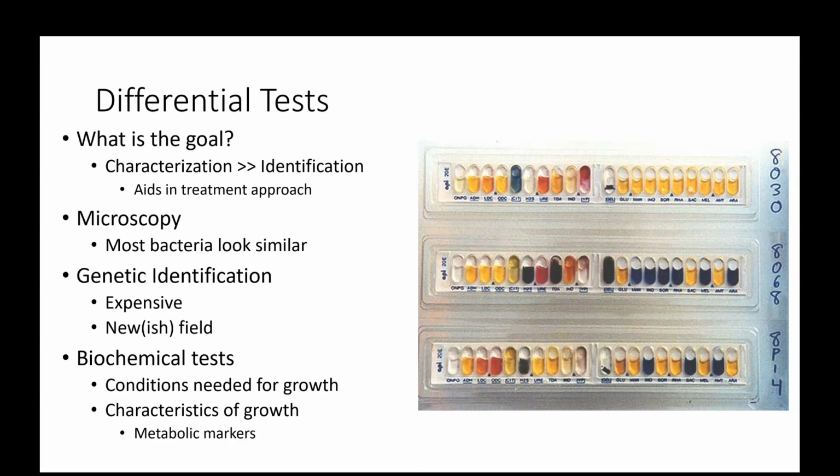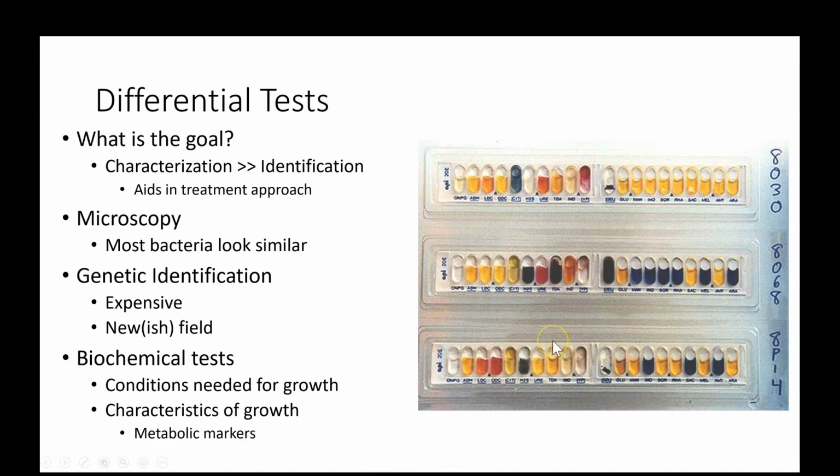What we're going to be doing for the next month or so is looking at how we've historically identified bacteria in a clinical or diagnostic lab, and that's through biochemical tests. What we're really doing is looking at the conditions that they need for growth. What does this bacteria like to eat? What are its waste products? What does it need to grow? Basically, what are its metabolic markers?